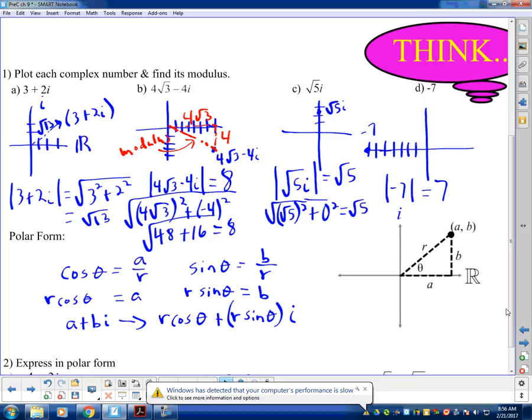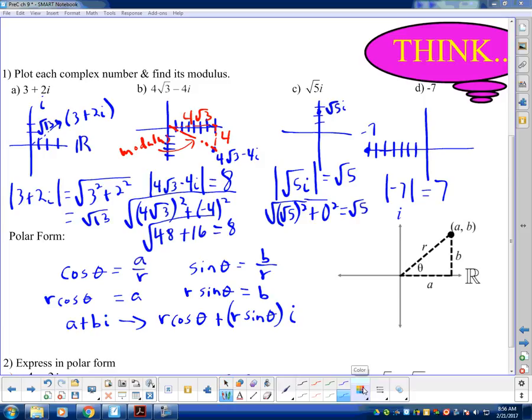The process is pretty much the same in terms of finding r and theta. So if I factor out an r here, I'm left with r, and then I have cosine theta plus I sine theta, which is exactly what I have up here on our learning target. That was our goal, to be able to change that form. You've got to be able to find r and theta, and we know how to do that already. It's the same process that we used on the others.